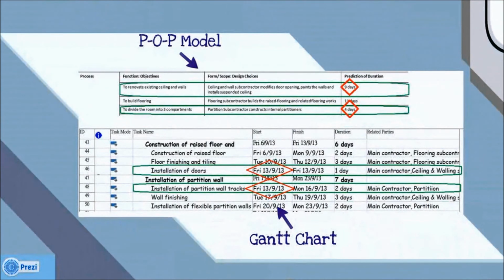From the process chart of the POP model and the Gantt chart, we find the information of relevant works. For example, from the POP model, renovation of existing ceiling and wall takes 9 days. Construction of internal partition takes 4 days. From the Gantt chart, we can see that the installation of doors and partition wall tracks start on the same day.